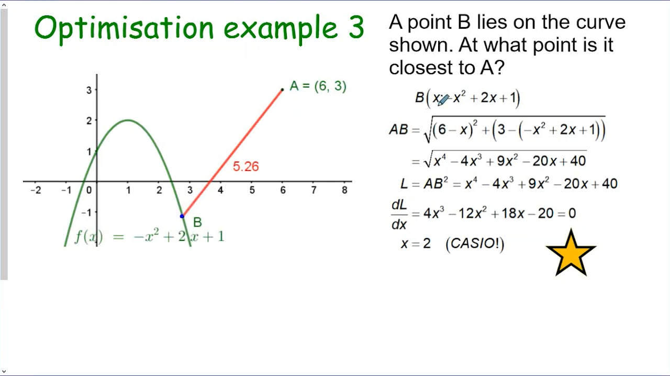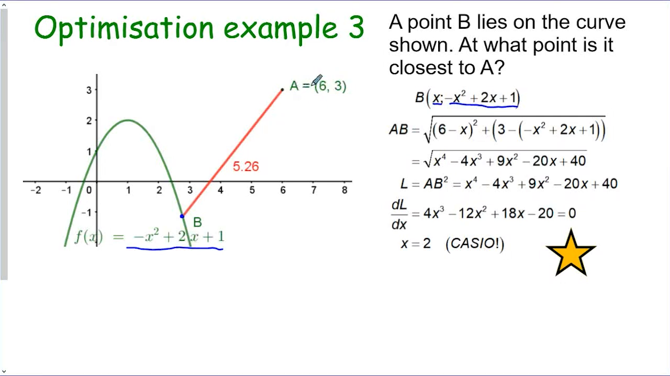And then we've got another point over here, and the question is, when is point B closest to point A? So again, we introduce a variable and we let B be the point x and then not y, but in fact negative x squared plus 2x plus 1, which it has to be if it lies on this graph. And then we use our distance formula, because that's what we're trying to minimize. We're trying to make this red line as short as possible. We're trying to work out for which value of x this red line will be as short as possible.